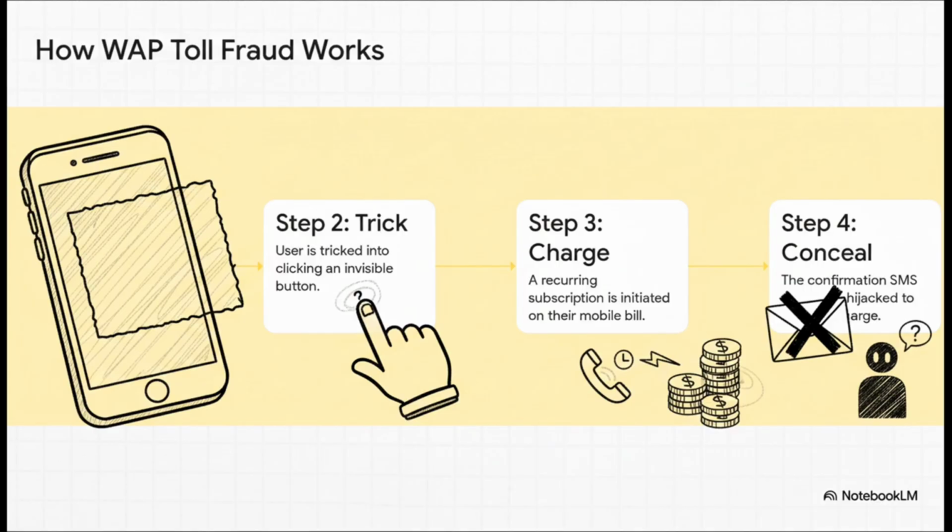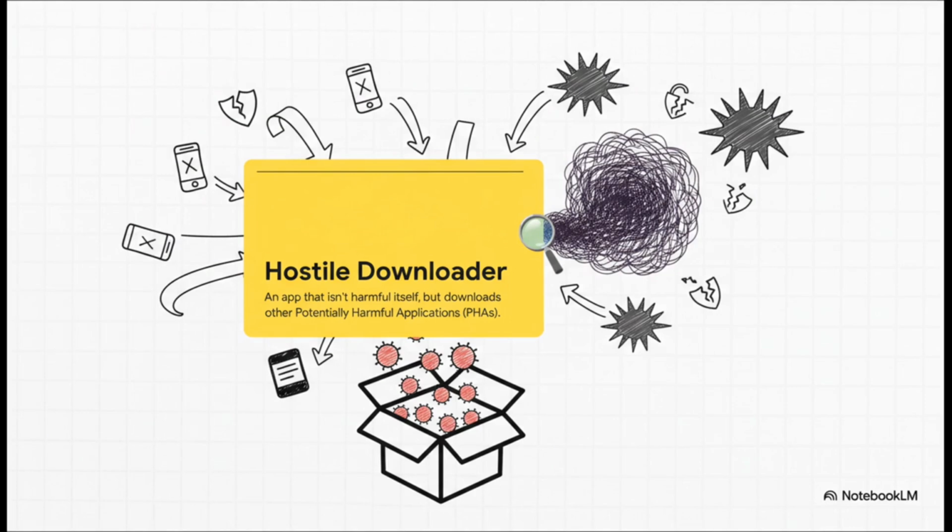Bam, you're signed up for a recurring charge, and the app even intercepts the confirmation text message so you never see the evidence. Now here's something interesting. An app doesn't even have to be malicious itself to get kicked off the store. It can be what's called a hostile downloader. This is basically an app that looks fine on the surface, but its real job is to install other, much more dangerous apps onto a user's device. It's pretty much just a malware delivery system.